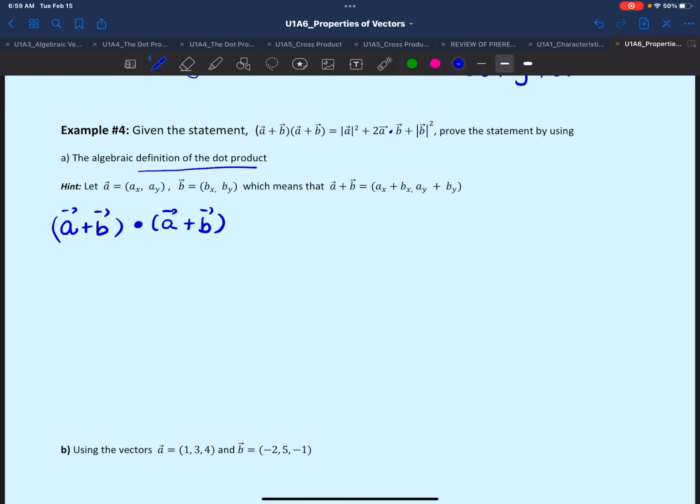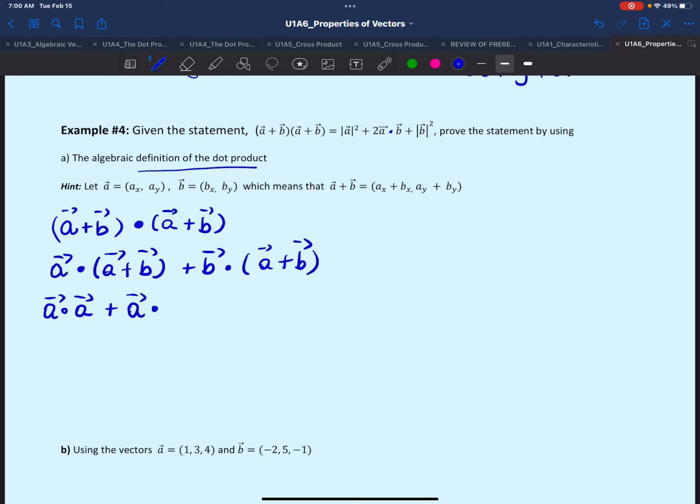So when you dot product the sums of two vectors, then we'll say that we have vector A dot (A plus B) plus vector B dot (A plus B). In other words, we'll have in here A dot A plus A dot B. So we're using vector properties for dot product. B dot A plus B dot B.